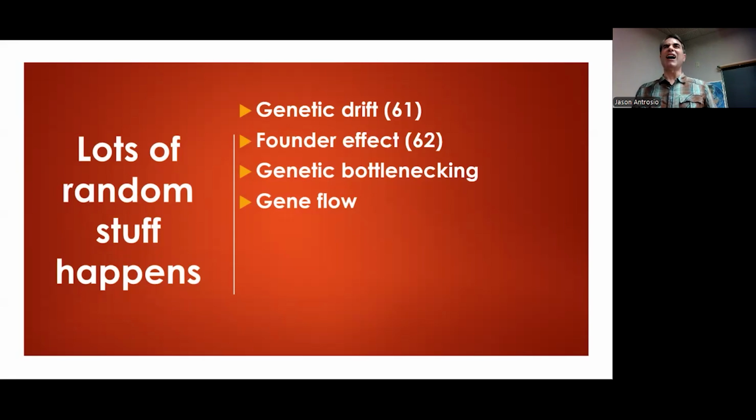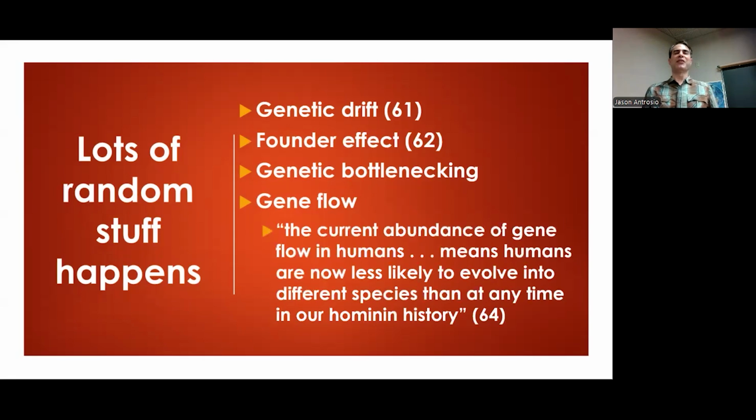How much would you say? A lot. Yes, they call it an abundance of gene flow in humans. The current abundance of gene flow in humans means humans are now less likely to evolve into different species than at any time in our hominin history. If you go back about 500,000 years, where we have Homo erectus populations and Neanderthals and Denisovans, we now know that Denisovans and some of those others, Neanderthals, were actually the same species. They did get together. We'll talk about that later. But there was a little bit more divergence in the hominin population back then.